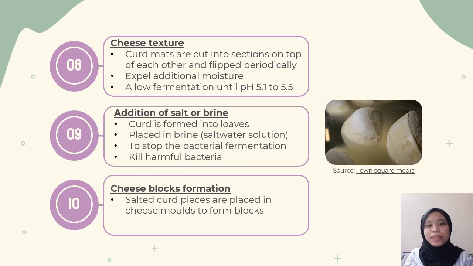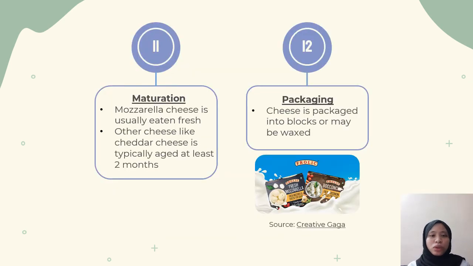For salt or brine addition, the curd is formed into loaves and then the loaves are placed in the brine. Then the cheese is formed into blocks, where the salted curd pieces are placed in cheese molds and pressed into blocks. However, mozzarella cheese does not require an aging process because it is usually eaten fresh. Other cheese such as cheddar cheese is typically aged 2 to 3 months. Lastly, the cheese will be cut and packaged into blocks or it may be waxed.